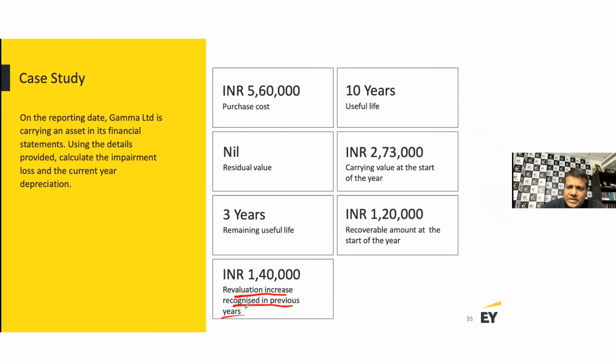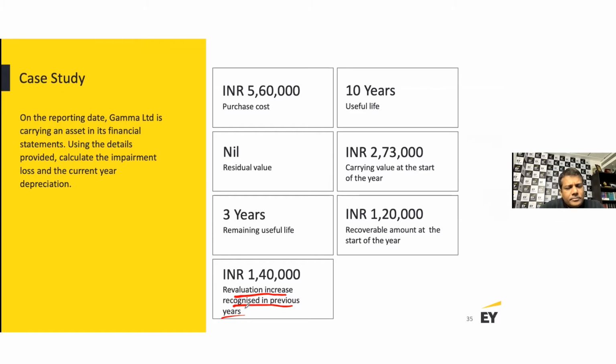Now remember the principles of revaluation. If there is a gain which you record, and there is subsequently a loss, the loss is first used to offset the gain. Then the balance, if any, goes to the profit and loss account. That's the principle you need to always remember.